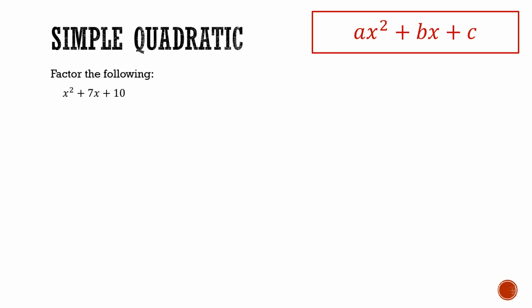Here we have the quadratic x squared plus 7x plus 10. A couple of things I want you to note right away. For starters, we have this middle term, this bx term, if you will. Because of this, the approaches we went over in the last video will not apply.